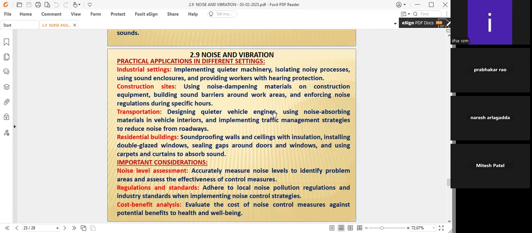Transportation: designing quieter vehicle engines, using noise absorbing materials in vehicle interiors, and implementing traffic management strategies to reduce the noise from roadways also. These are the techniques you have to use in the transportation sector. Whereas in residential buildings, soundproofing walls is taken care of during construction itself, along with ceilings with insulation, installing double glazed windows, sealing gaps around the doors and windows, and using carpets and curtains to absorb sound.